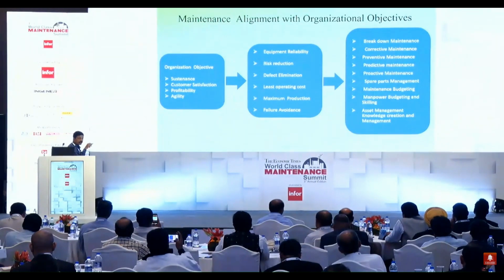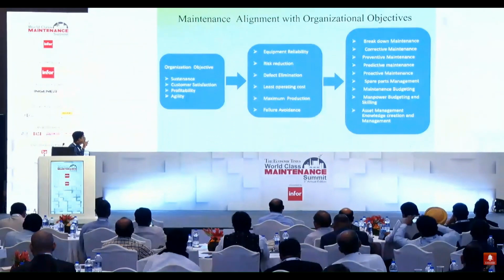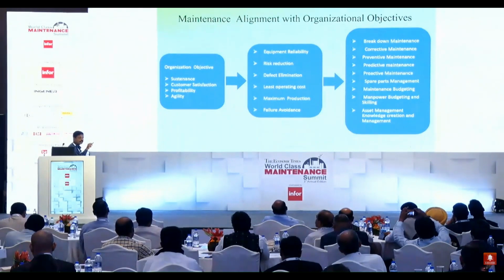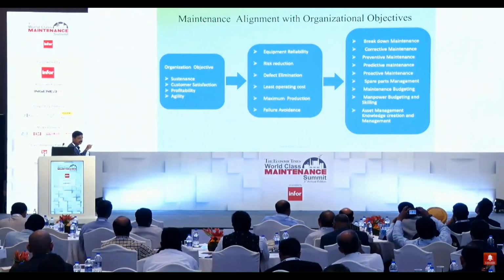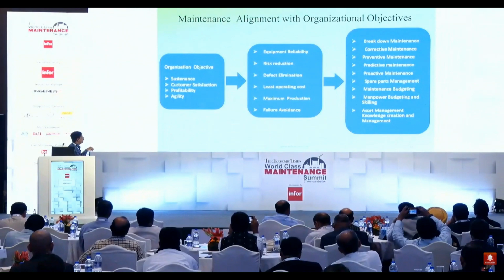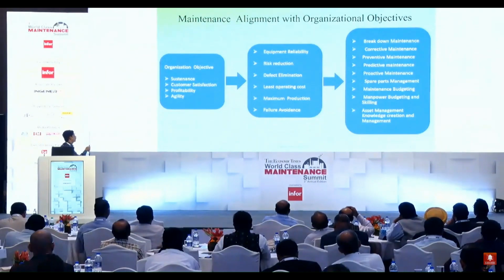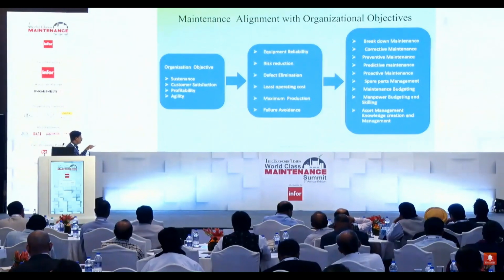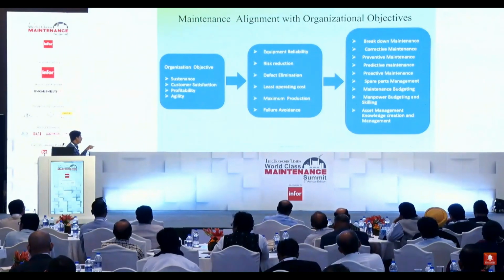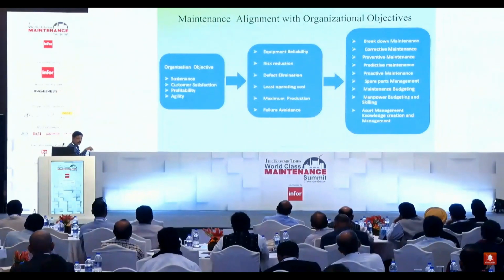Now, equipment reliability, risk reduction. So how can this be achieved? What are the maintenance processes that we are utilizing to achieve this equipment reliability, risk reduction, defect elimination? Starting with definitely breakdown maintenance, corrective maintenance, preventive maintenance, predictive maintenance, spare part management, manpower boosting and skill, asset management, knowledge creation and management.